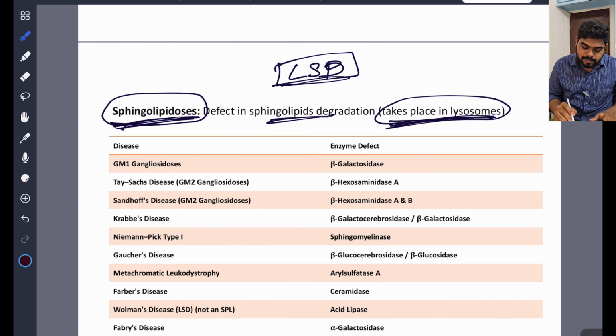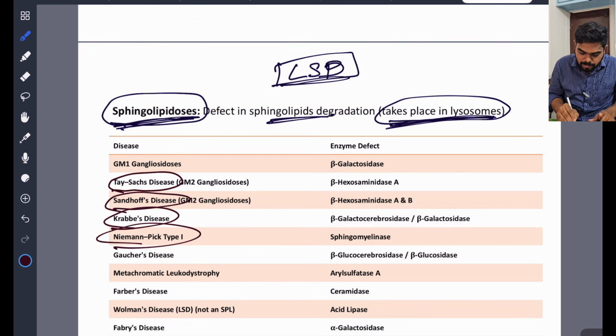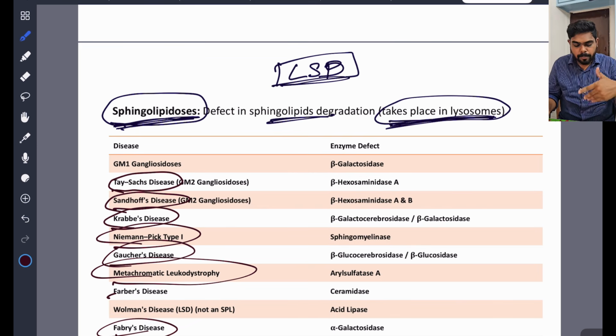Clear. Now we should know these diseases: Tay-Sachs, Sandhoff's, Krabbe's, Niemann-Pick, Gaucher, metachromatic leukodystrophy, Fabry's, and some more. So many names I had written, and it is very difficult. So see, hexosaminidase deficiency A and B, galactocerebrosidase, sphingomyelinase, aryl sulfatase. It is a little difficult, no? But you should know all things, okay.